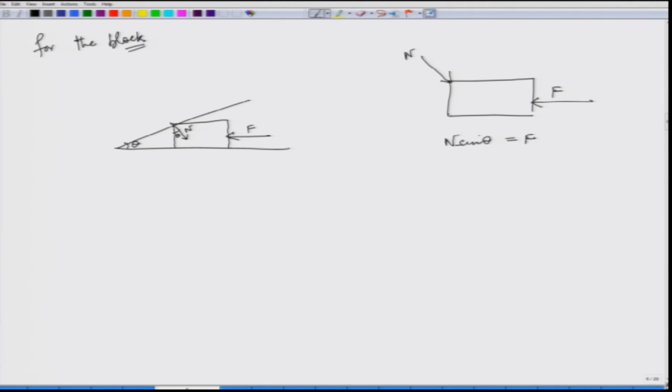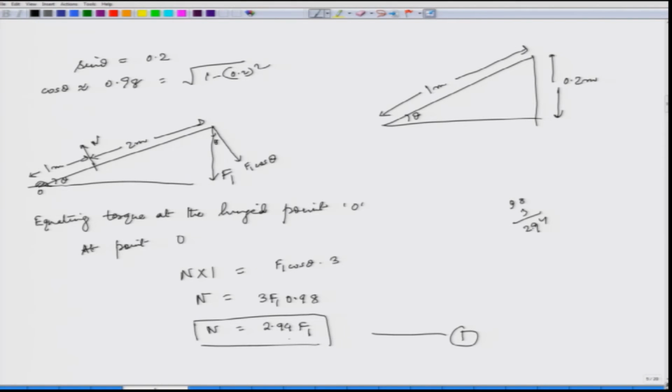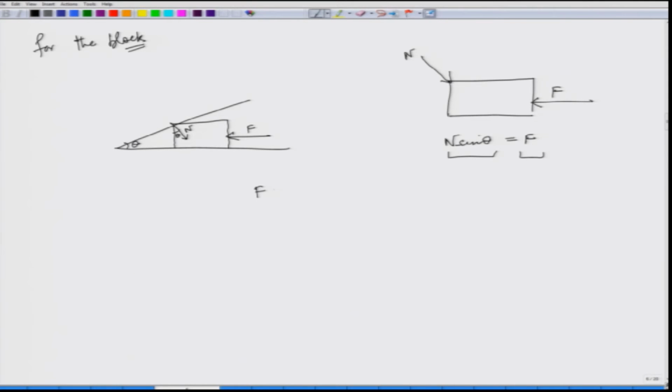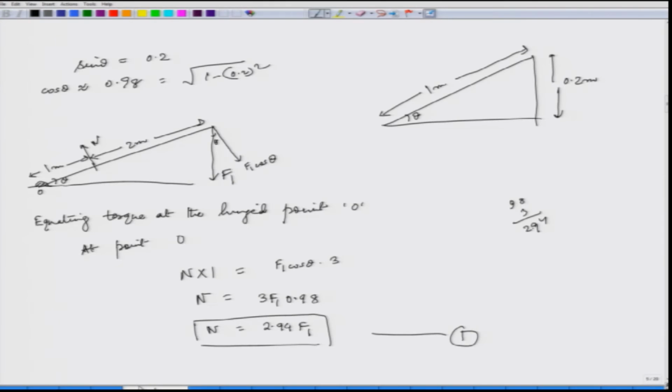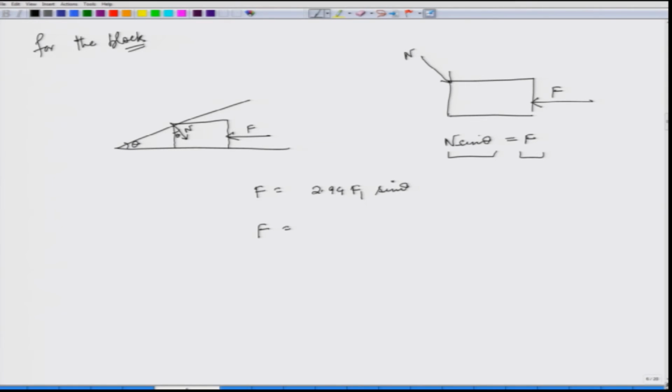So the system is in equilibrium, and the minimum F should be equal to N sin theta, and from our equation number 1 we know that the value of N is 2.94 times F1. So my F will be 2.94 times F1 into sin theta, and from the previous slide we know that sin theta is 0.2. So force F is 2.94 into 0.2 times F1.